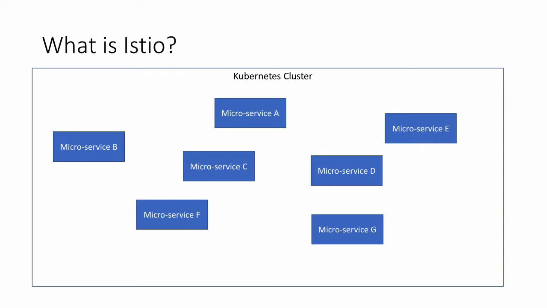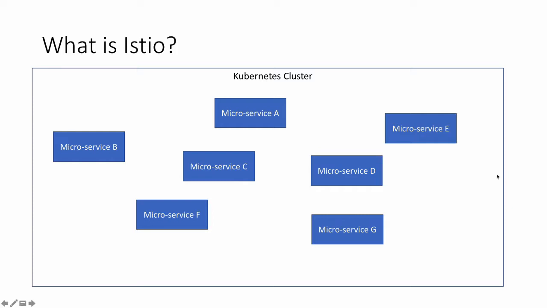What is Istio? If you have a Kubernetes cluster, this is a follow-up video. I have previously made a video talking about Kubernetes APIs. Check the description box below for the links. And this is the cluster. You have multiple microservices deployed all around the cluster.